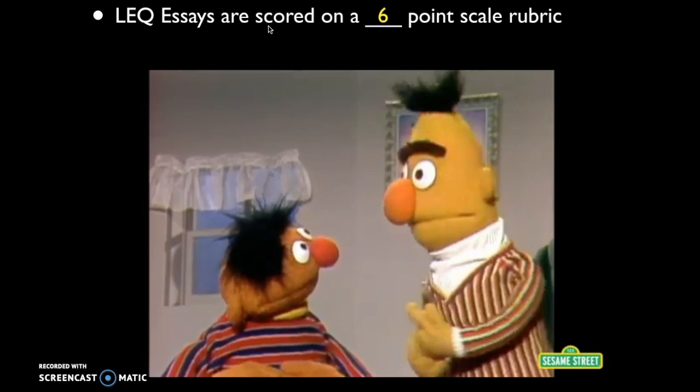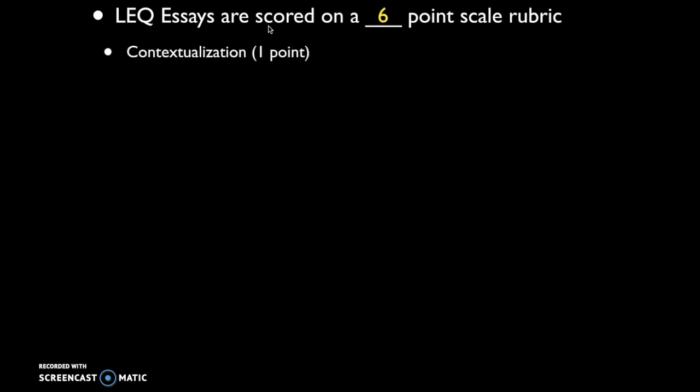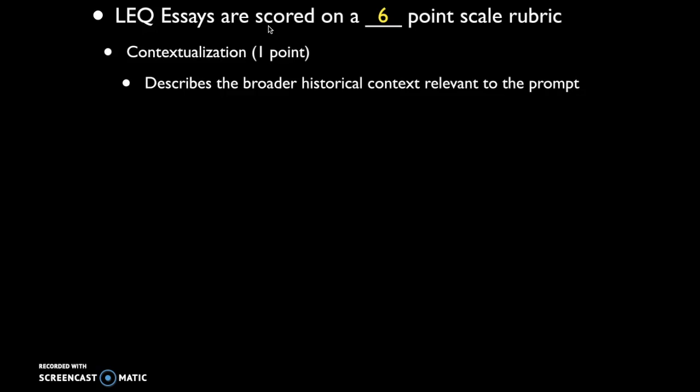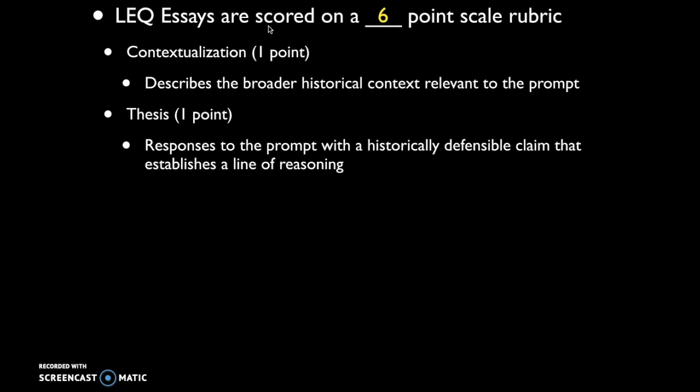So it's a 6-point rubric. And here's how you score those 6 points. Really important to understand how you get the points. So first, you can earn a point for contextualization, which describes the broader historical context relevant to the prompt. And I'll have more on contextualization later. The second point can be scored for having a solid thesis. A thesis responds to the prompt with a historically defensible claim that establishes a clear line of reasoning.